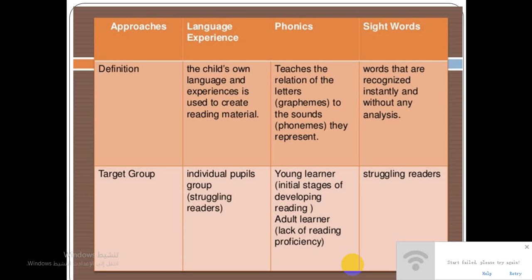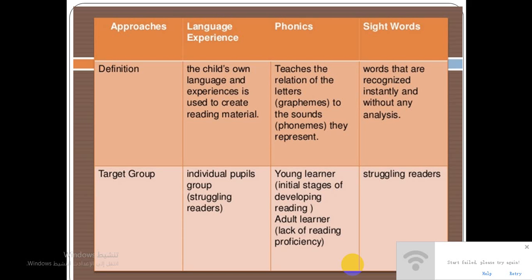Here we have a comparison among the three approaches of reading, which are language experience, phonics, and sight words, according to the definition, target group, characteristics, and activities used in these approaches. First, the definition.